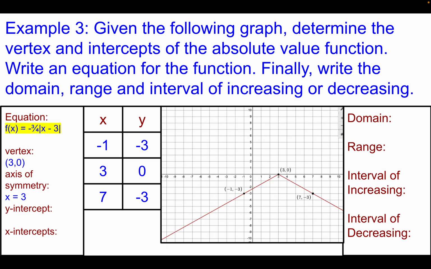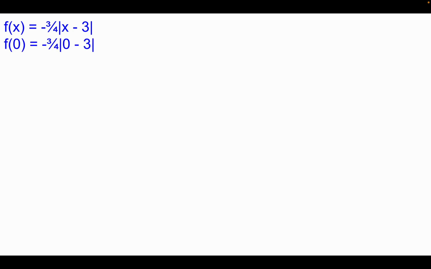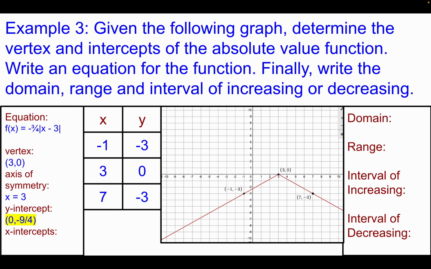Now that I have a completed equation, I'm going to use that to solve for the y-intercept. So I'll take my equation and I'll put in 0 for x. F of 0 equals negative 3/4 times the absolute value of 0 minus 3. 0 minus 3 is negative 3. The absolute value of negative 3 is positive 3. Negative 3/4 times 3 is negative 9/4, or negative 2.25. So I can say that my y-intercept is 0, comma, negative 9/4. Or if you want to write it as a decimal, that's fine too.